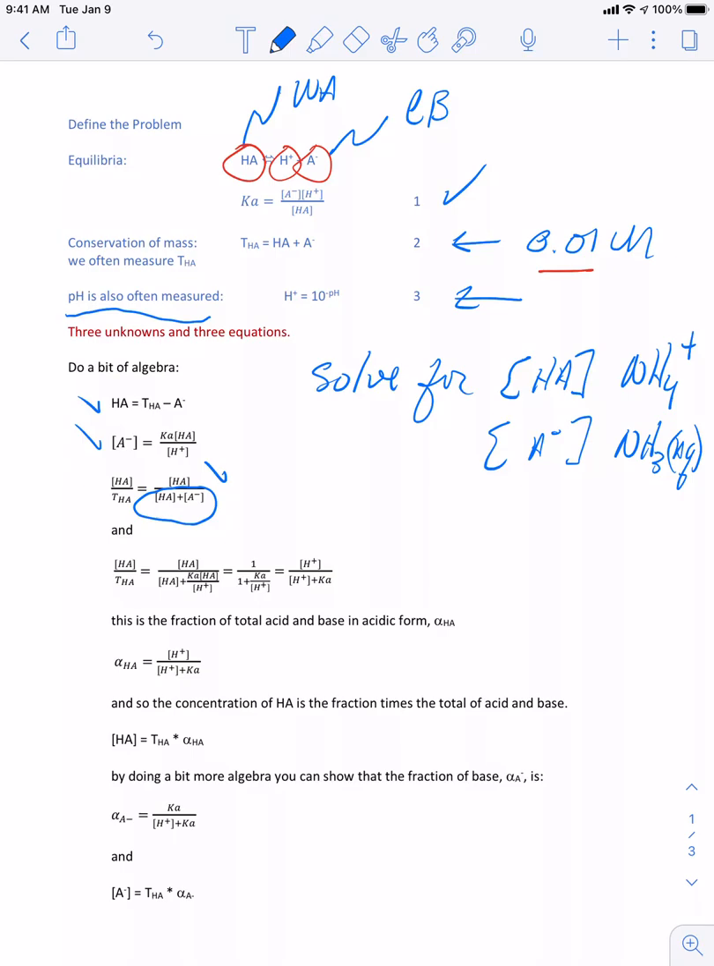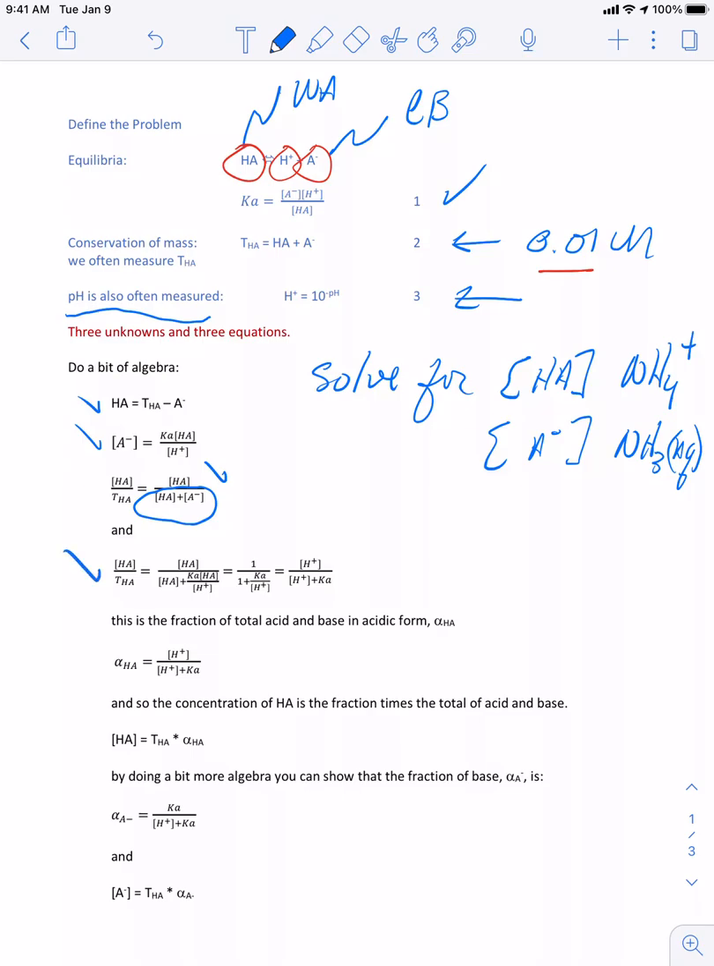Now this fraction turns out to be really helpful because if I know the fraction of NH4 in a sample, let's say it's 50%, then I know that the NH4 concentration is 0.5 times its total concentration of 0.01, so it's 0.005. So if I know the fraction of any of the acid-base forms, and I know the total concentration, the whole system is defined.